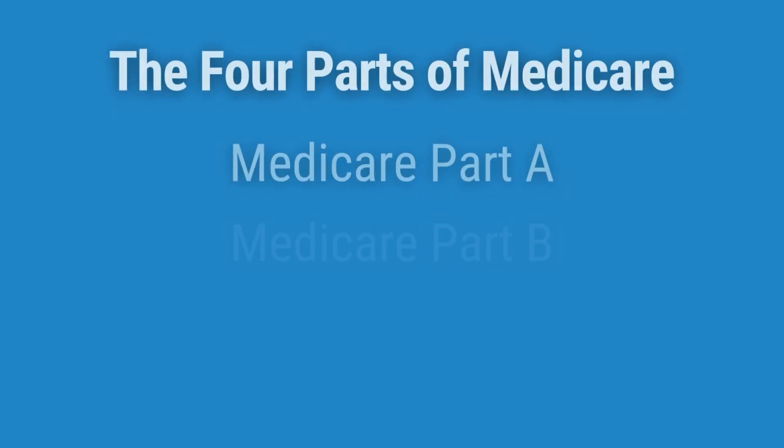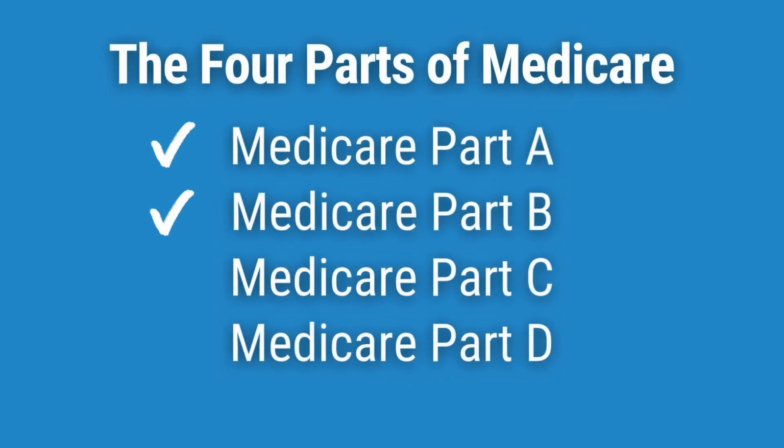Now, if you choose to go with traditional Medicare A and B and decide you want to enroll into a supplemental plan, then you're going to actually have to buy the drug coverage separately. That's the Part D. So we're going to skip over Part C for just a moment, come right back to it. So far, we have your Medicare A and B.